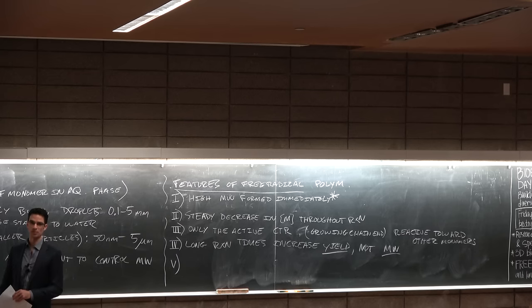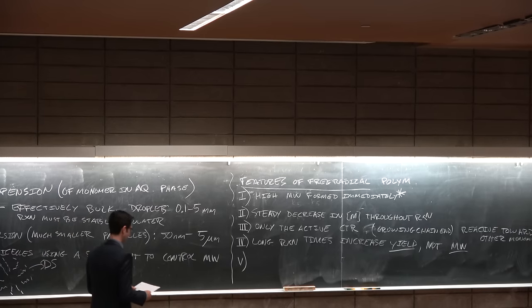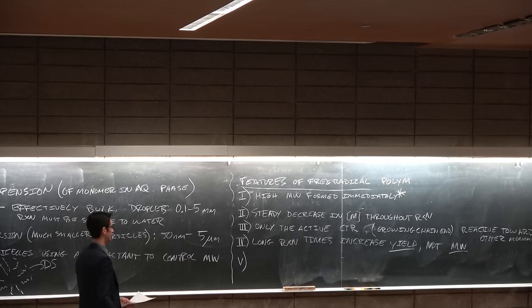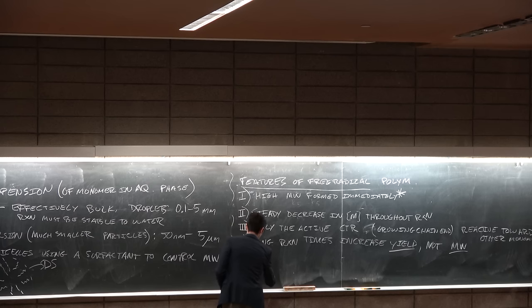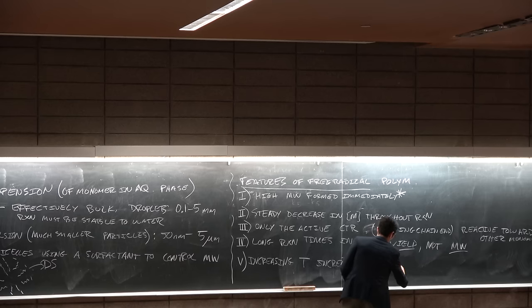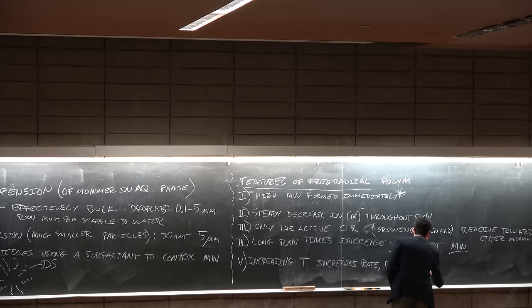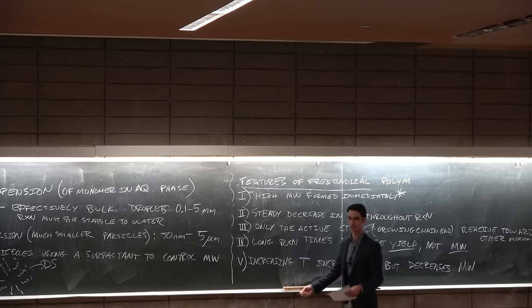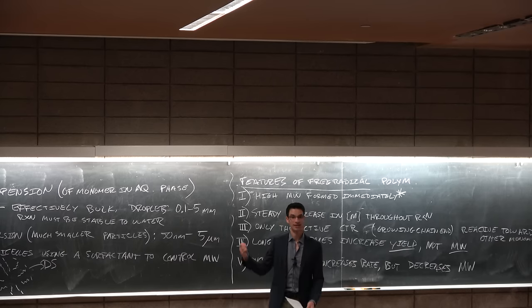Now, we didn't talk about the role of temperature, but I'm just going to tell you an empirical observation about it: increasing the temperature increases the rate of reaction, but it has the effect of decreasing the average molecular weight, because it also increases the rate of termination by combination and disproportionation. The chains terminate earlier at higher temperatures.